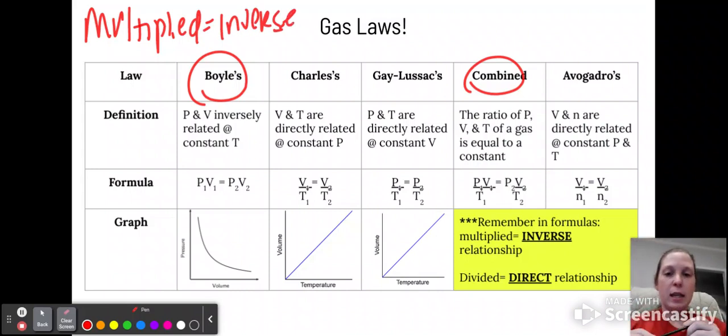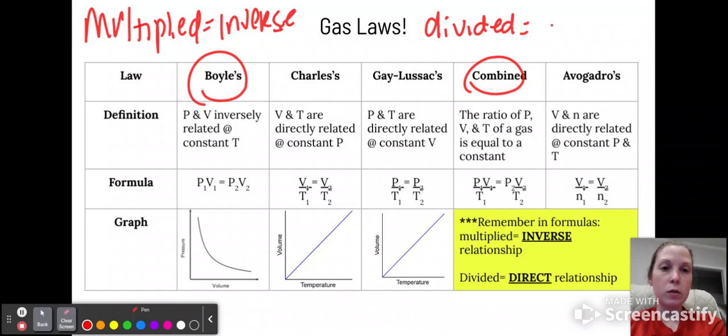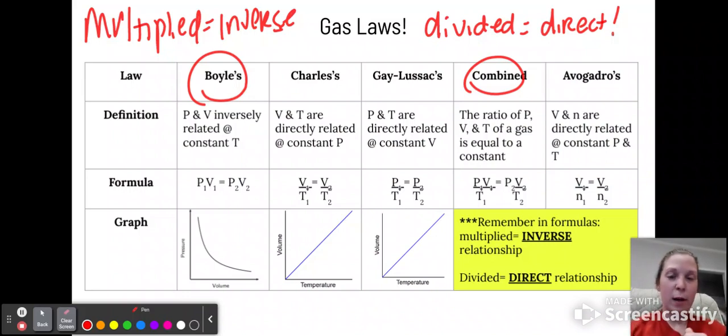Okay, and then for Charles's law, we are looking at volume and temperature when pressure is constant. So again, pressure is not included here. Volume and temperature are directly related at that constant pressure. So it's V1 over T1 is equal to V2 over T2. So remember, divided equals direct. Okay, so we've got this. I've written it at the top. It's in this yellow box down here. You should please commit that to memory.